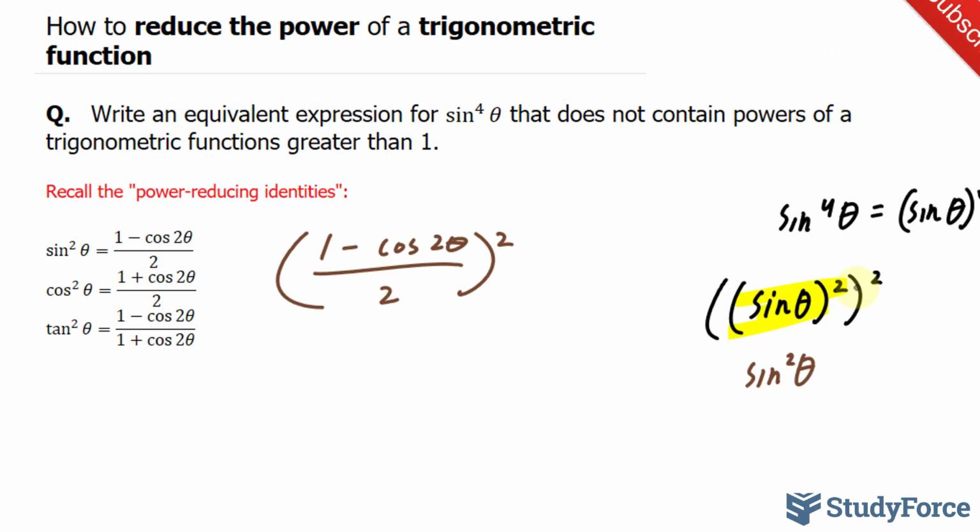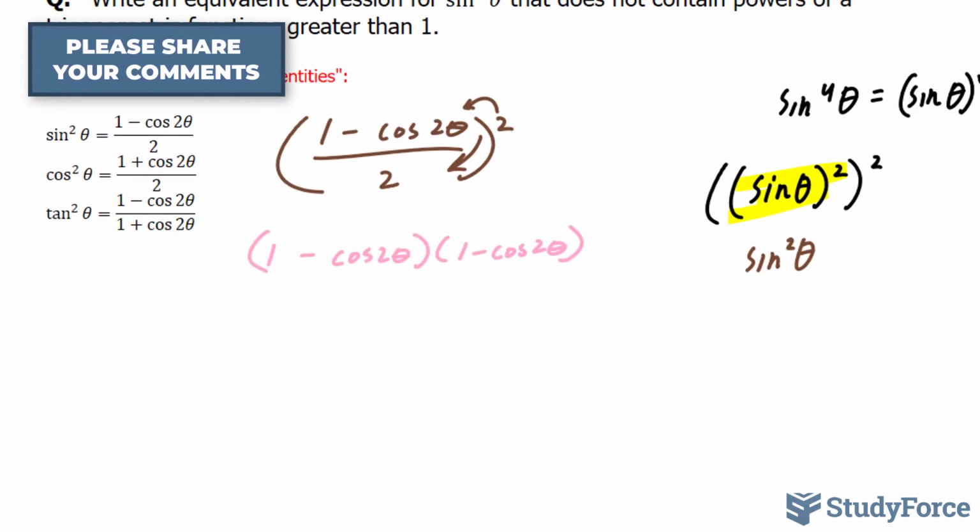Now I will expand this expression by giving this 2 to the numerator and to the denominator. The denominator part is easy. 2 to the power of 2 is 4. But the numerator part, this is a binomial, so we have to expand the binomial. 1 minus cosine 2 theta times 1 minus cosine 2 theta. Let's go ahead and expand that.